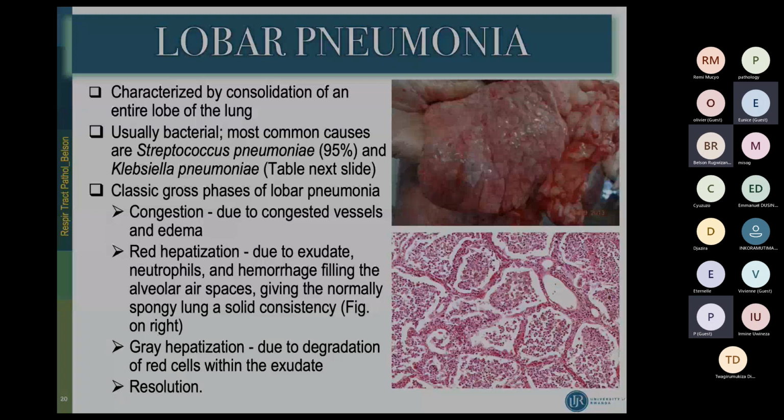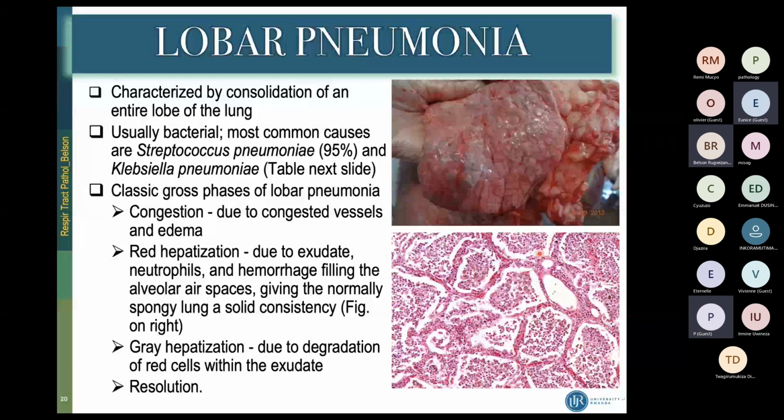So then the other things we take are the signs and especially the causes here. The most common cause is Streptococcus pneumoniae, then Klebsiella pneumoniae, and they can cause lobar pneumonia. And you see the lung here.